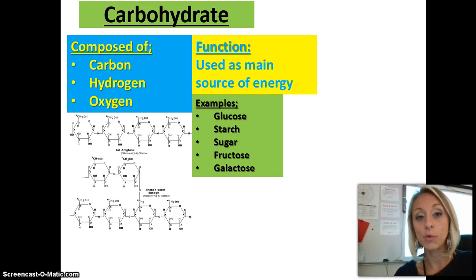First macromolecule is the carbohydrate. The carbohydrate is composed of carbon, hydrogen, and oxygen atoms. The function of a carbohydrate is immediate energy, so we use carbohydrate energy right away. Examples would be any sort of sugar, glucose, starch. If we take a look at the picture, one of these would be a monomer or a single molecule of glucose. Once they bond together, you get a polymer. And if you get a large chain or a large polymer, that's considered a macromolecule.